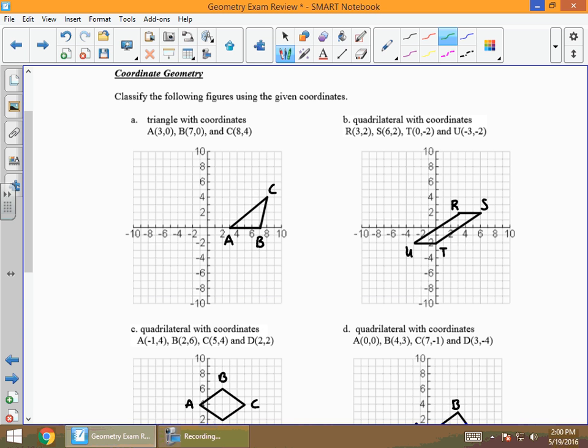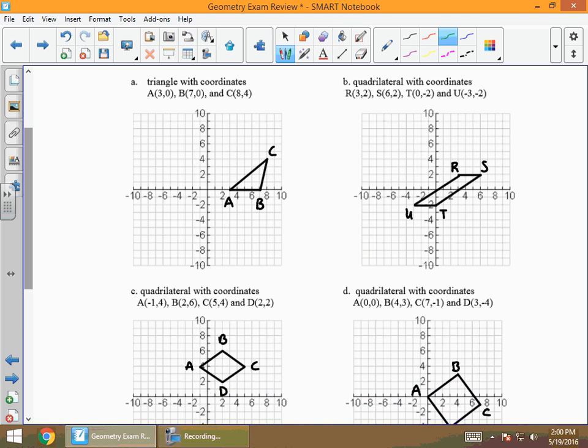You'll notice that I've gone ahead and graphed out all of the figures in all of the problems already. I've done that ahead of time just to save a little bit of time as we go forward. This wants us to classify the following figures using given coordinates.